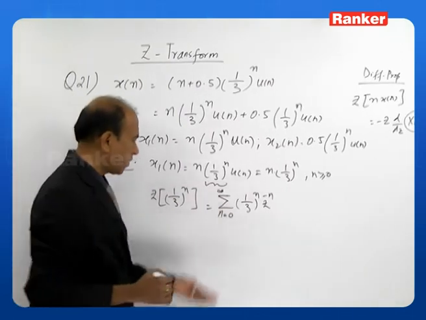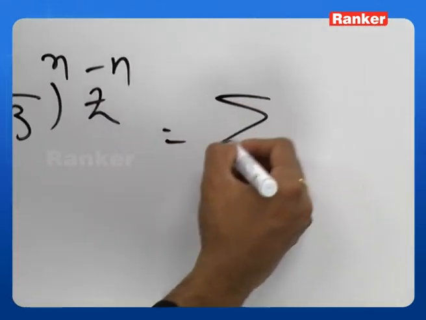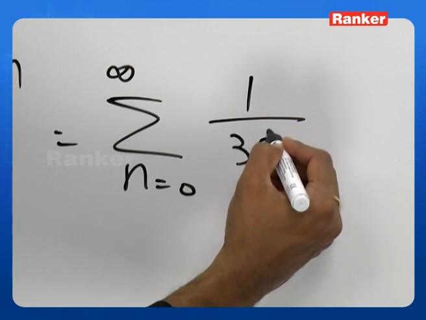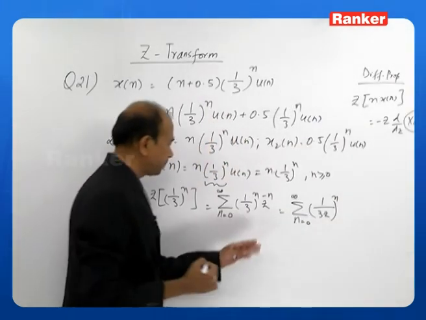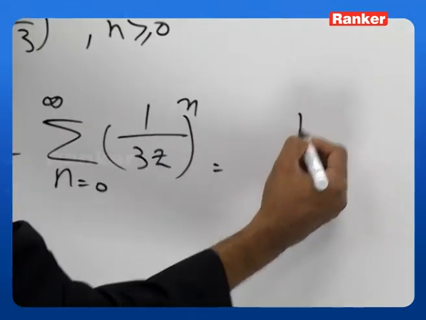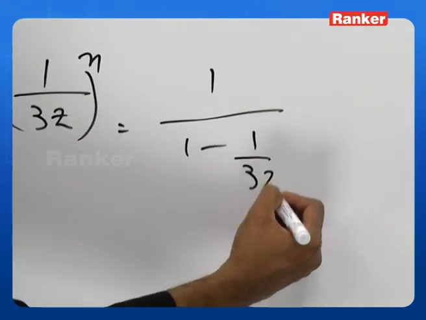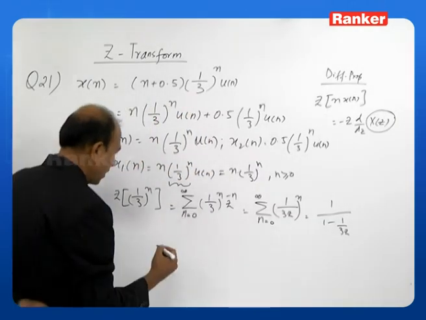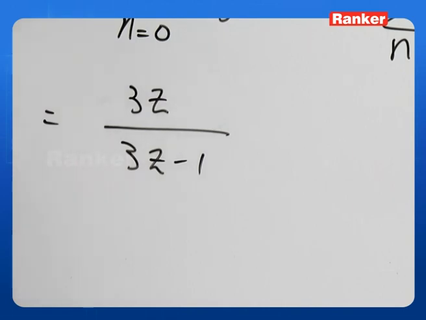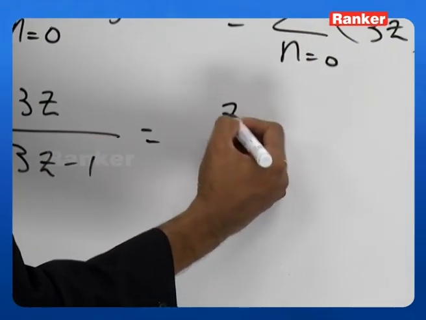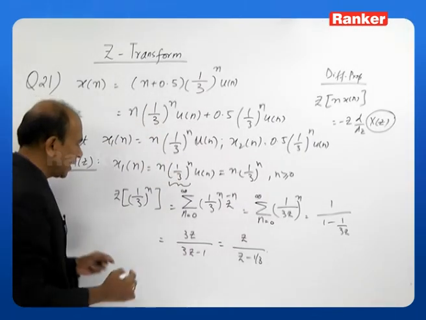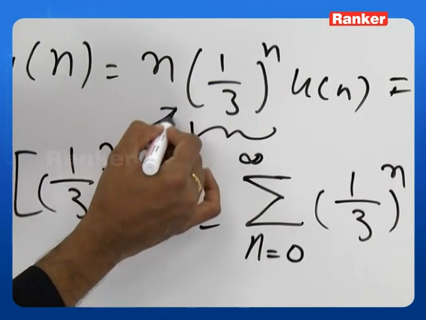Let us simplify this further. I can write this as the summation from n equals 0 to infinity of (1/(3z))^n. That is nothing but 1 by (1 minus 1 by 3z). Let us simplify that. That will be equal to 3z by (3z minus 1). Again I can simplify this as z by (z minus 1/3). So this is our z transform of this.